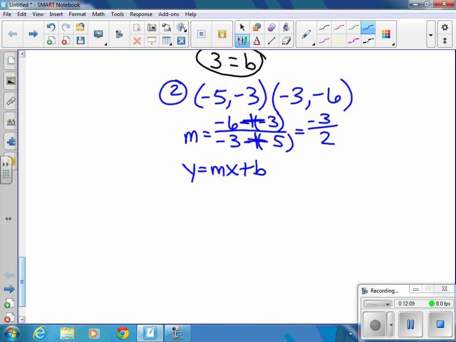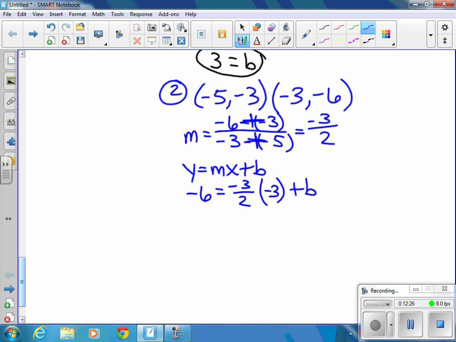Just pick one. Okay, so I'm going to pick the second one, just because I like the numbers better, but you can pick whichever one you want. It'll work out the same. In the y spot, I'm putting my -6. In the m spot, I'm putting -3/2 times x, which is -3, and then plus b, because I'm trying to figure out the b value this time.